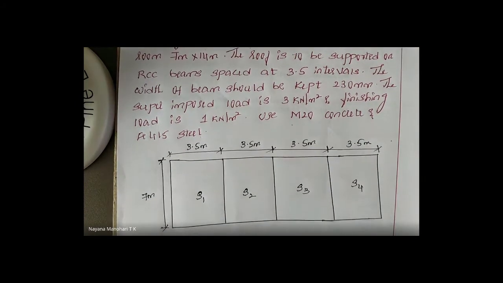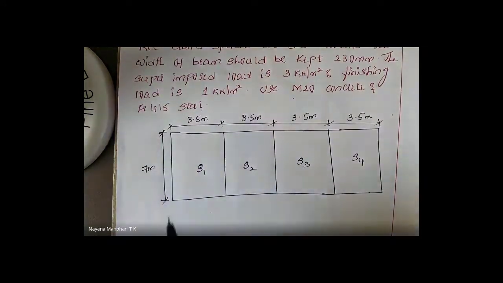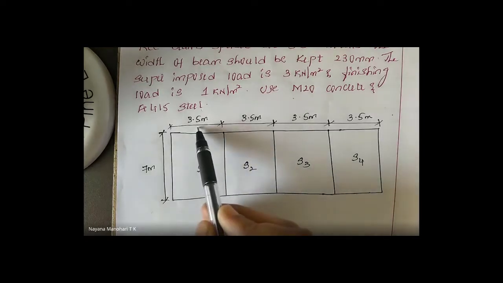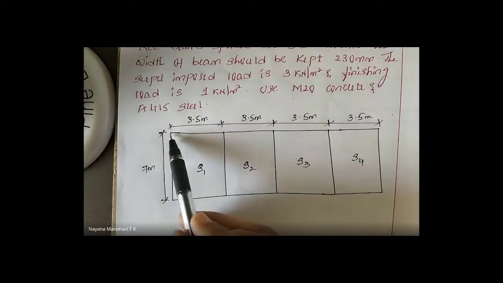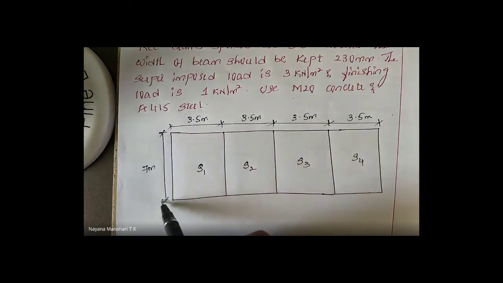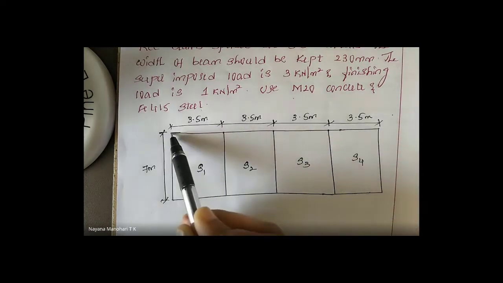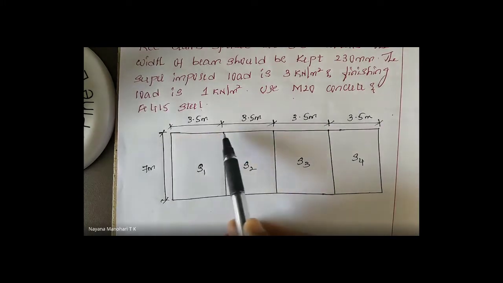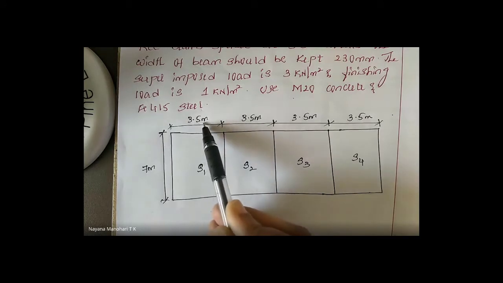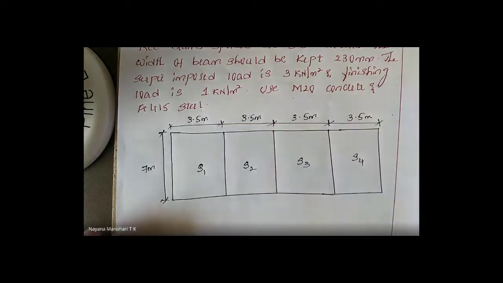First, see this example figure. S1, S2, S3 and S4. These are all the continuous slab. This is the rooftop view. This slab is supported by the beams which are spaced at a distance of 3.5 meter. The total width of that slab is 7 meter, and the total length of that slab is 14 meter. In that 14 meter, it is supported on beams which are spaced equally at a distance of 3.5 meter. They are specified in the problem.